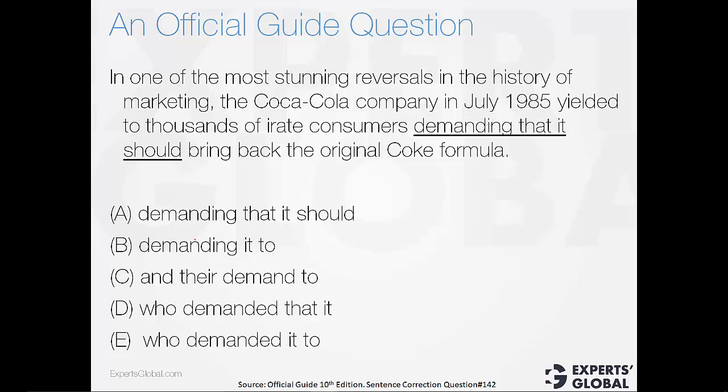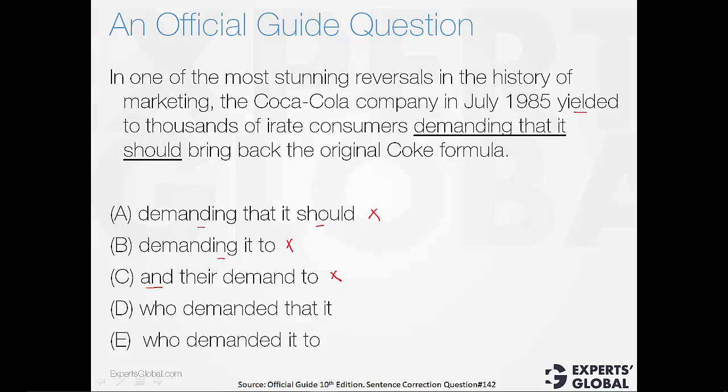Please pause the video and attempt it yourself. So as usual, go by elimination. Demand and should are coming together. That is redundant. Option A can be eliminated. Demanding, the sentence is in past tense. The company yielded. Demanding would not be the correct verb here, would not be the best verb in the first place. This also can be eliminated. Consumers and their demand too changes the meaning. It's not that the company yielded to the demand and the consumers separately. It's the same thing. So this usage of and changes the meaning. This can also be eliminated.